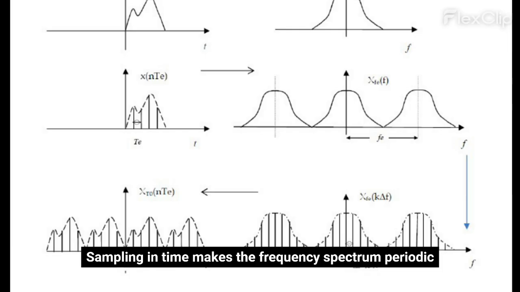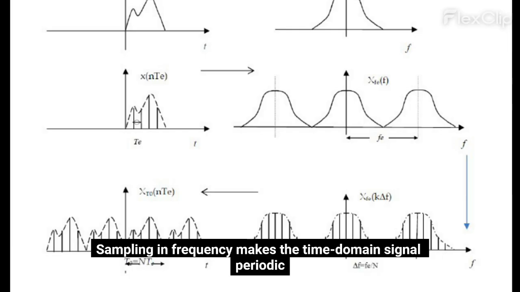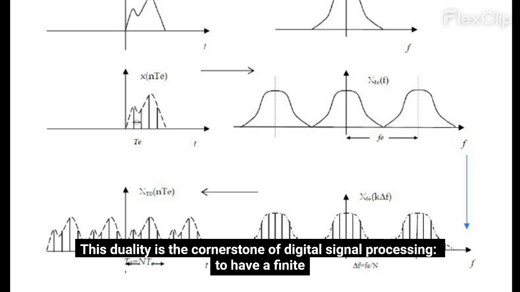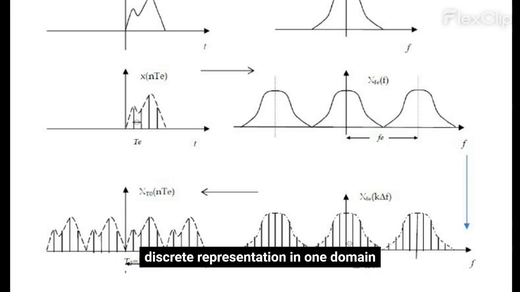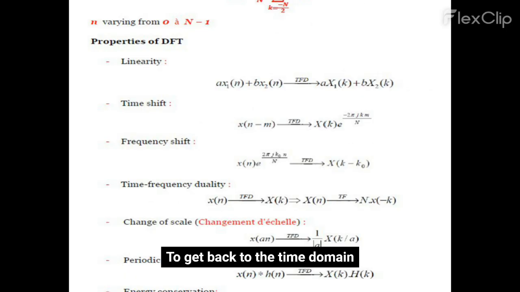Sampling in time makes the frequency spectrum periodic. Sampling in frequency makes the time domain signal periodic. This duality is the cornerstone of digital signal processing. To have a finite, discrete representation in one domain, you inevitably introduce periodicity in the other. To get back to the time domain, we use the inverse DFT.